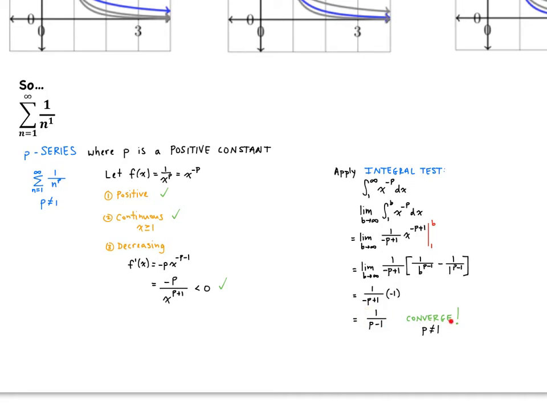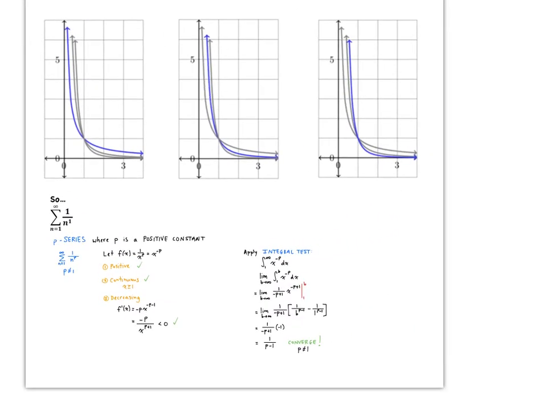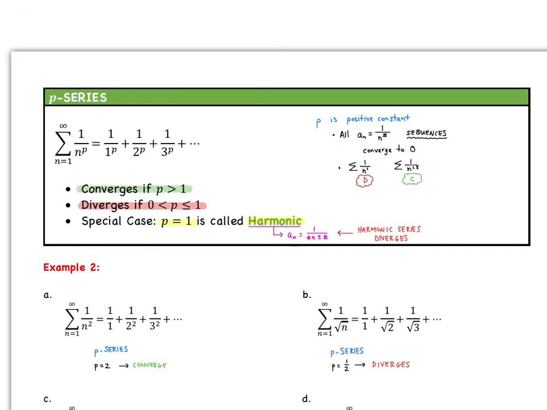So it converges so long as p does not equal 1, okay? When p is a positive constant there, all right? So if p doesn't equal 1, we're good to go. So this is leading us into that p series. So let's go ahead and look at the next page and get it down.